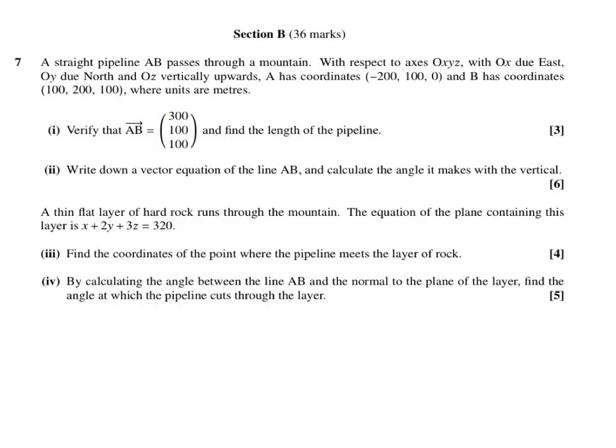To write down the vector equation of the line AB, can you simplify this and combine it with a point to get onto the line and move along the line? To then calculate the angle it makes with the vertical, think about what vertical means in terms of X, Y and Z.